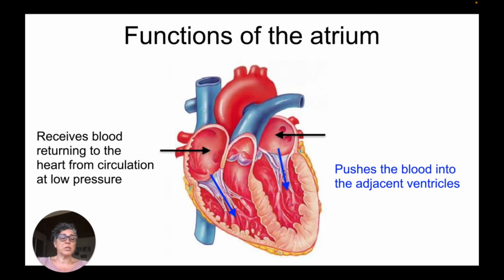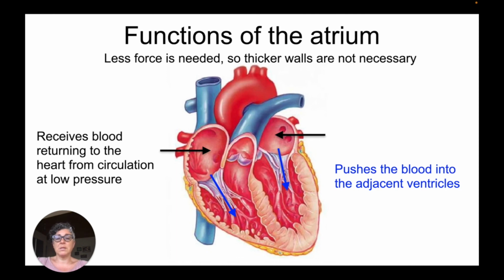Blood is at low pressure, blood is only moving a very short distance, and so therefore the form of the atrium chamber walls are related to the functions that it is doing. So overall, less force is needed, and so the thicker walls really are not necessary.